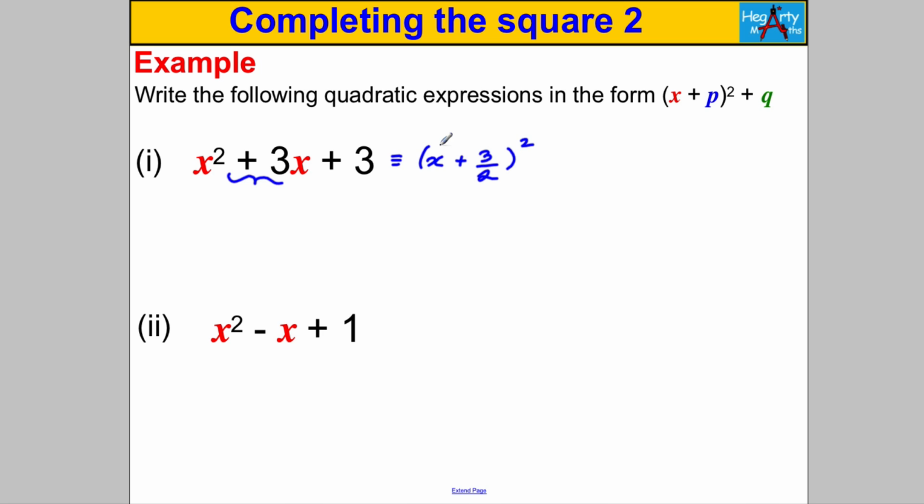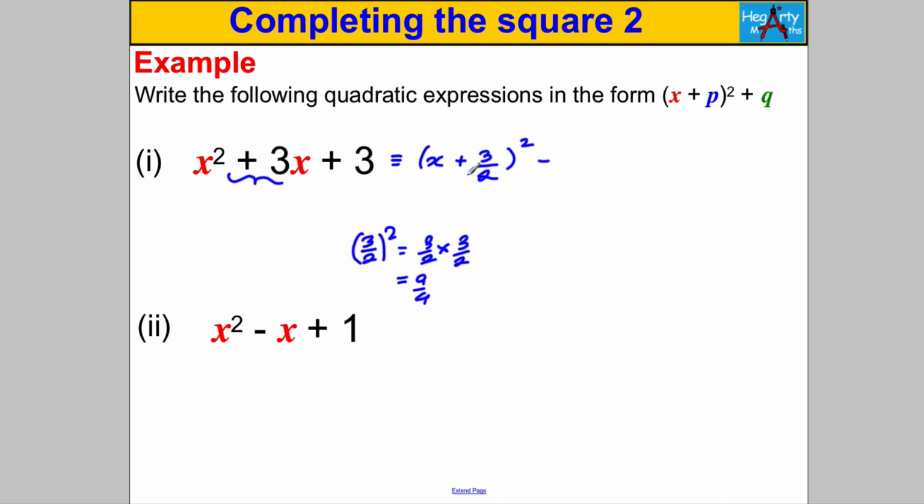Now, what does this give us? This will give us x squared add 3x. And it will also give us add 3 over 2 all squared. Now we should know how to do 3 over 2 all squared. I'll write it here. 3 over 2 squared means 3 over 2 multiplied by 3 over 2, which is 9 over 4. Okay, so we know from this we're going to get a positive 9 over 4.